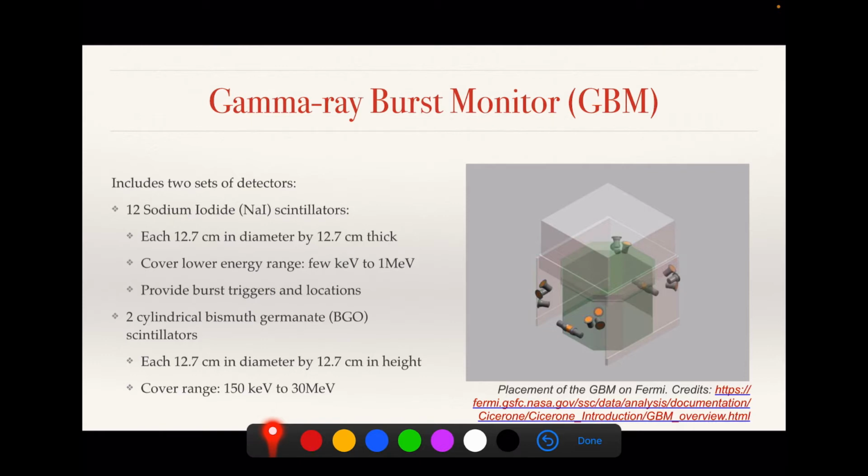It also consists of two cylindrical bismuth germanate scintillators. They are also 12.7 cm in diameter by 12.7 cm in height. They cover the range of 150 kiloelectron volts to about 30 million electron volts. So the NaI detectors and the BGO detectors nicely overlap in a range to provide more robust readings.